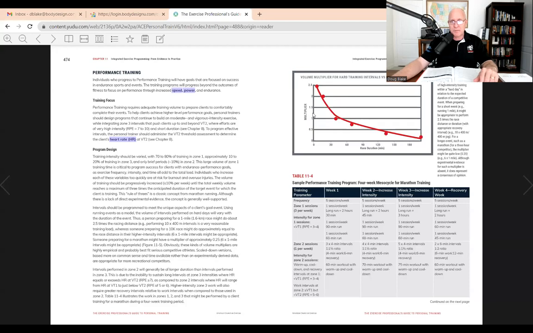So to the subject at hand, which is figure 11.5 on page 475, and there is an explanation of it on page 474, which would be the fourth paragraph down, where it talks about intervals should be programmed to meet the unique aspects of a client's goal event. Let me go ahead and pull up our digital copy, so it's a little bit easier for you to see. And that's what we're talking about here.